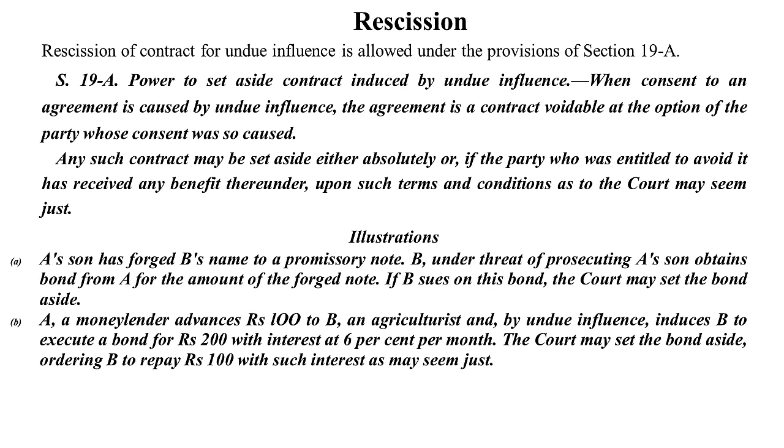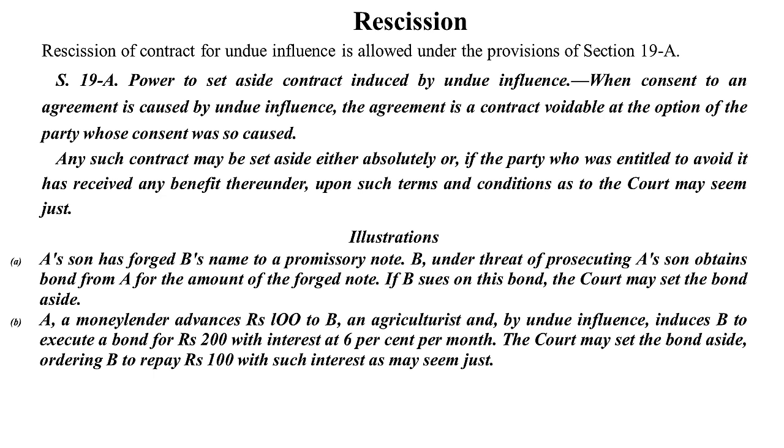Now that we have finished misrepresentation and fraud, I suppose all of you must be very excited to discuss rescission. So let's begin. Rescission of contract for undue influence is allowed under the provisions of Section 19A, which we will be discussing first. So, 19A says that power to set aside contract induced by undue influence, in that when consent to an agreement is caused by undue influence, the agreement is a contract voidable at the option of the party whose consent was so caused. And any such contract may be set aside either absolutely or, if the party who was entitled to avoid it has received any benefit thereunder, upon such terms and conditions as to the court may seem just.